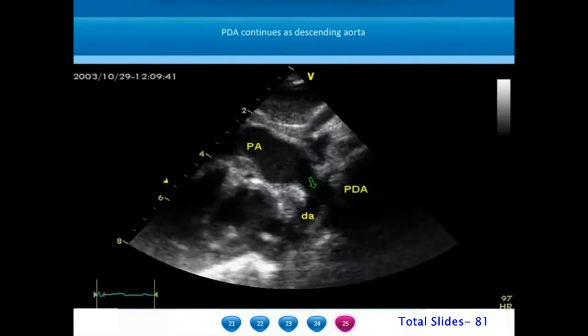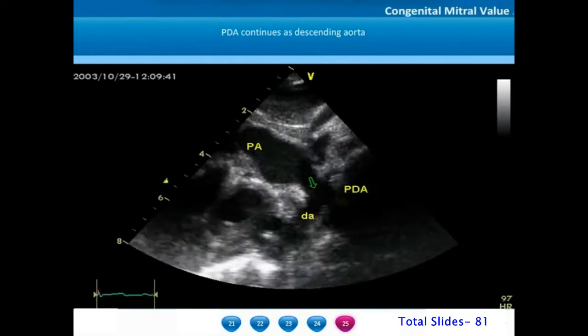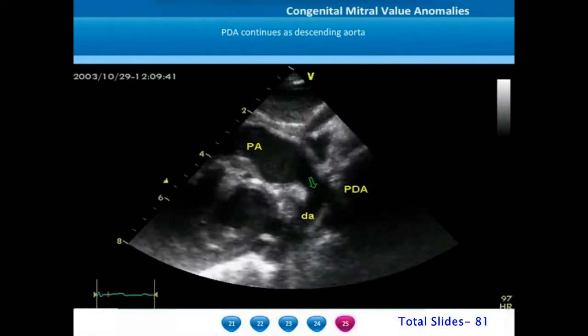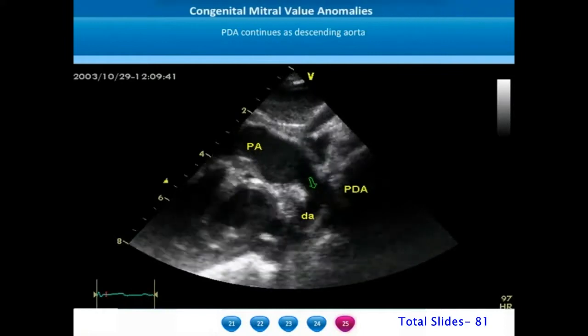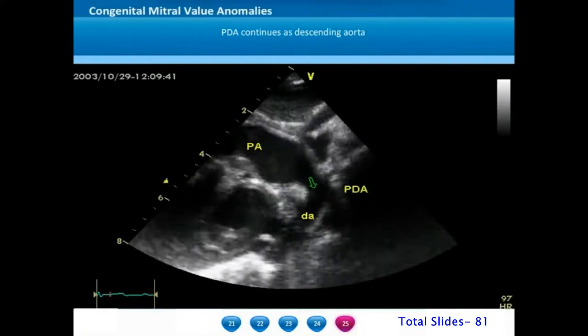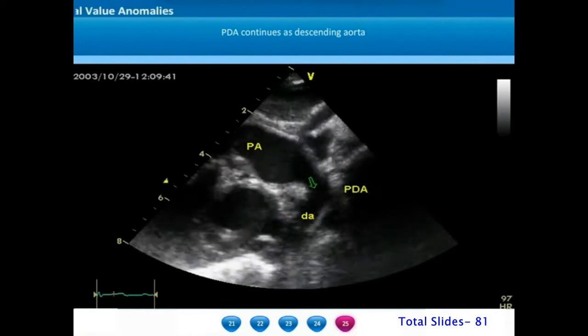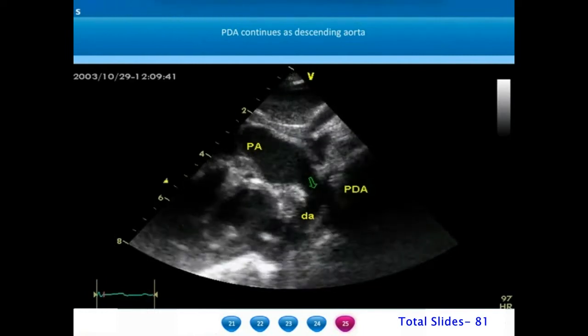When a patient presents with congenital mitral stenosis, if we do a pulse oximetry of the right arm and leg, we'll be able to appreciate a differential cyanosis, which will indicate a clue towards the presence of aortic arch interruption.